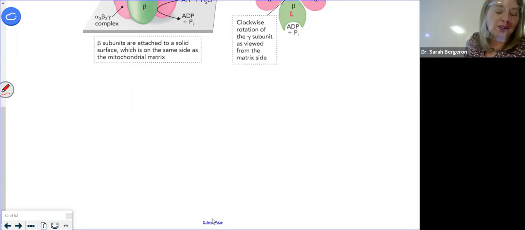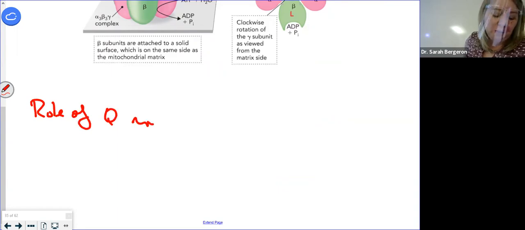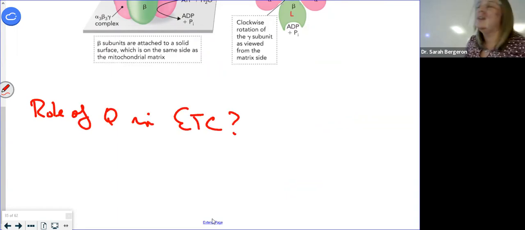So the question in there is, what's the role of coenzyme Q in the ETC? We talked a whole lot about Q, did we not? Yesterday a little bit, yesterday a lot, today a little bit. So don't look at your notes. You can write it down, but try to think about, why is Q important? Throw it out there. Anything.